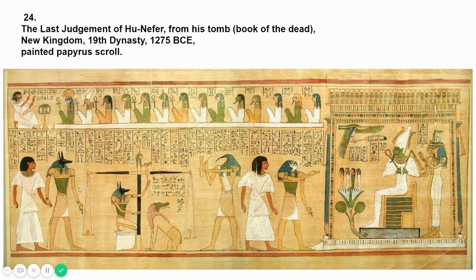Our last image for the New Kingdom, and this will also wrap up ancient Egypt, is image number 24. It's called The Last Judgment of Hunefer from his tomb. It's from the New Kingdom in the 19th dynasty, and we have a kind of painting on a papyrus scroll.